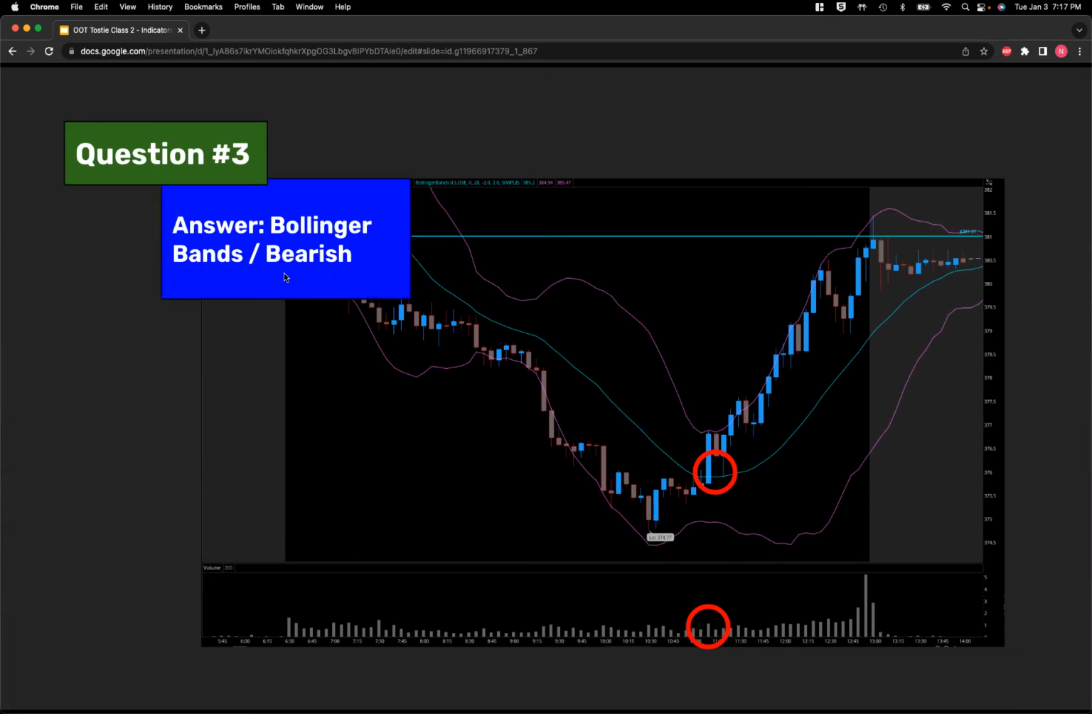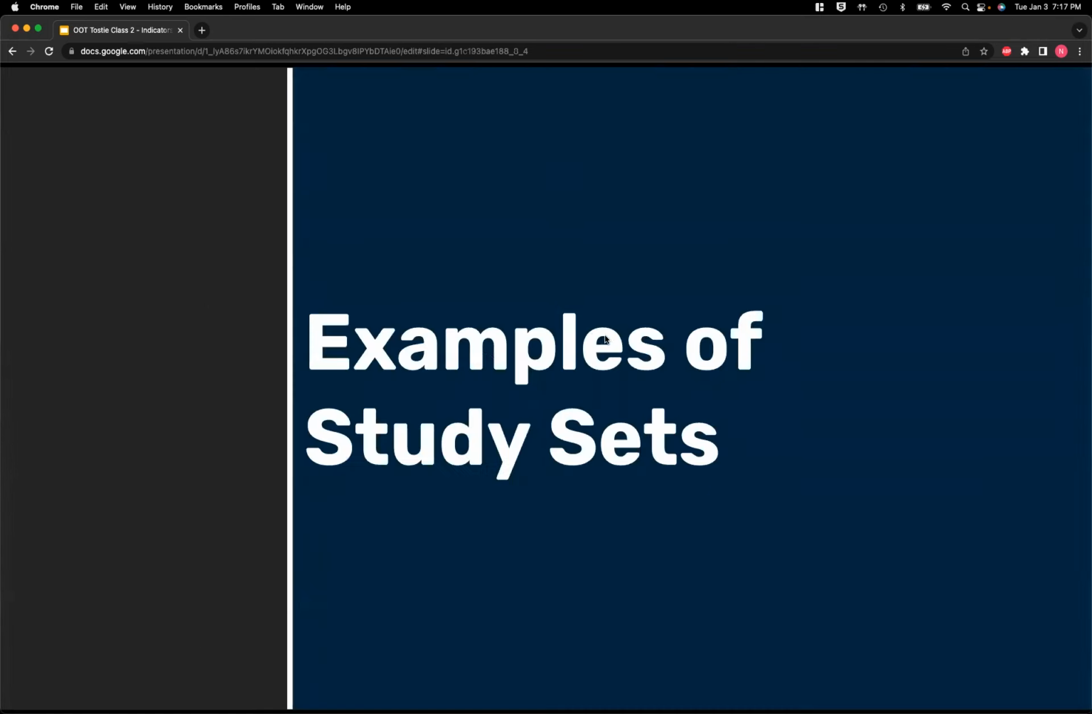Oh, sorry, I didn't update the answer. You guys are right, it's bullish, but I changed the screenshot. It used to be a bearish one. I swear, we're not all dumb. I made the screenshot better.